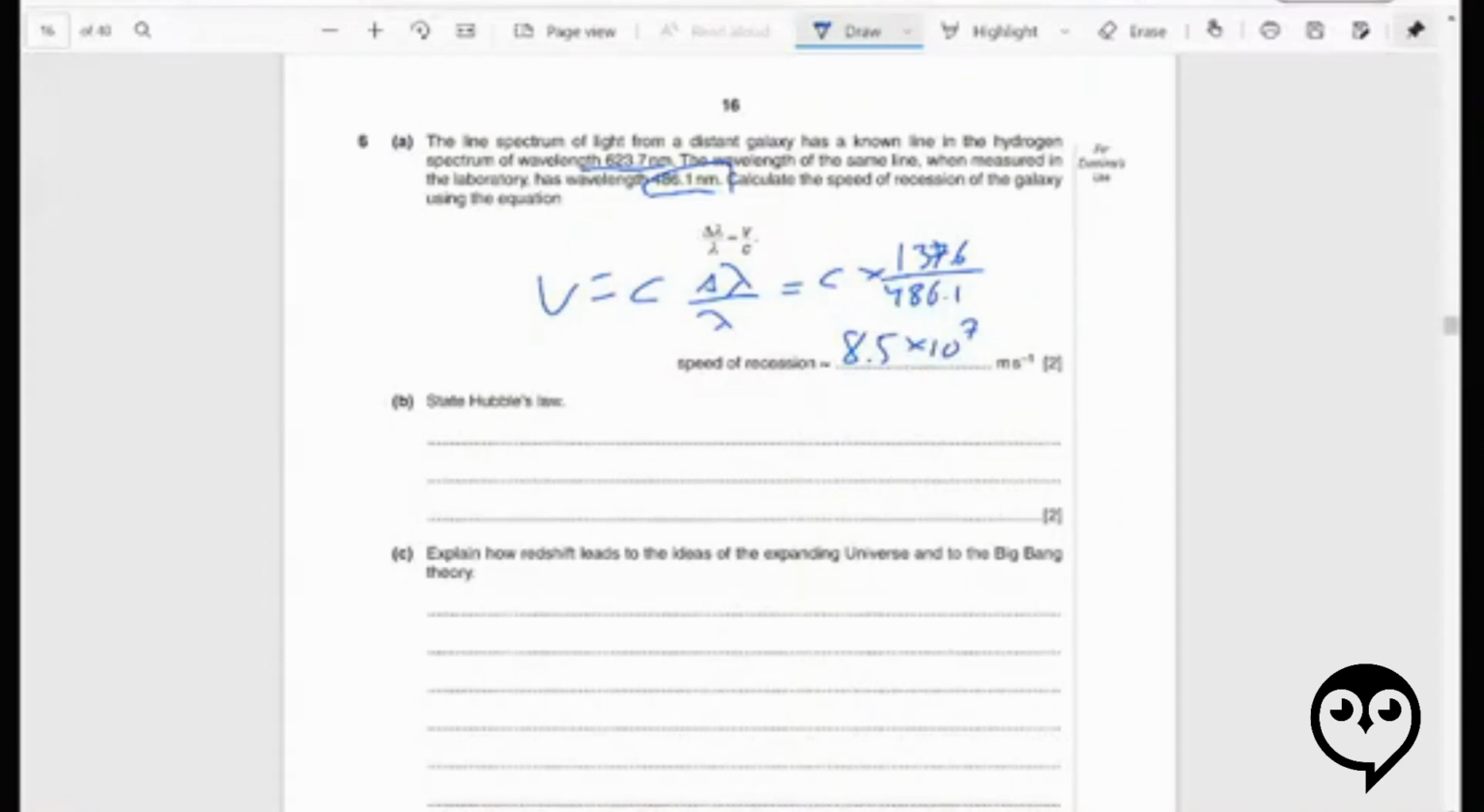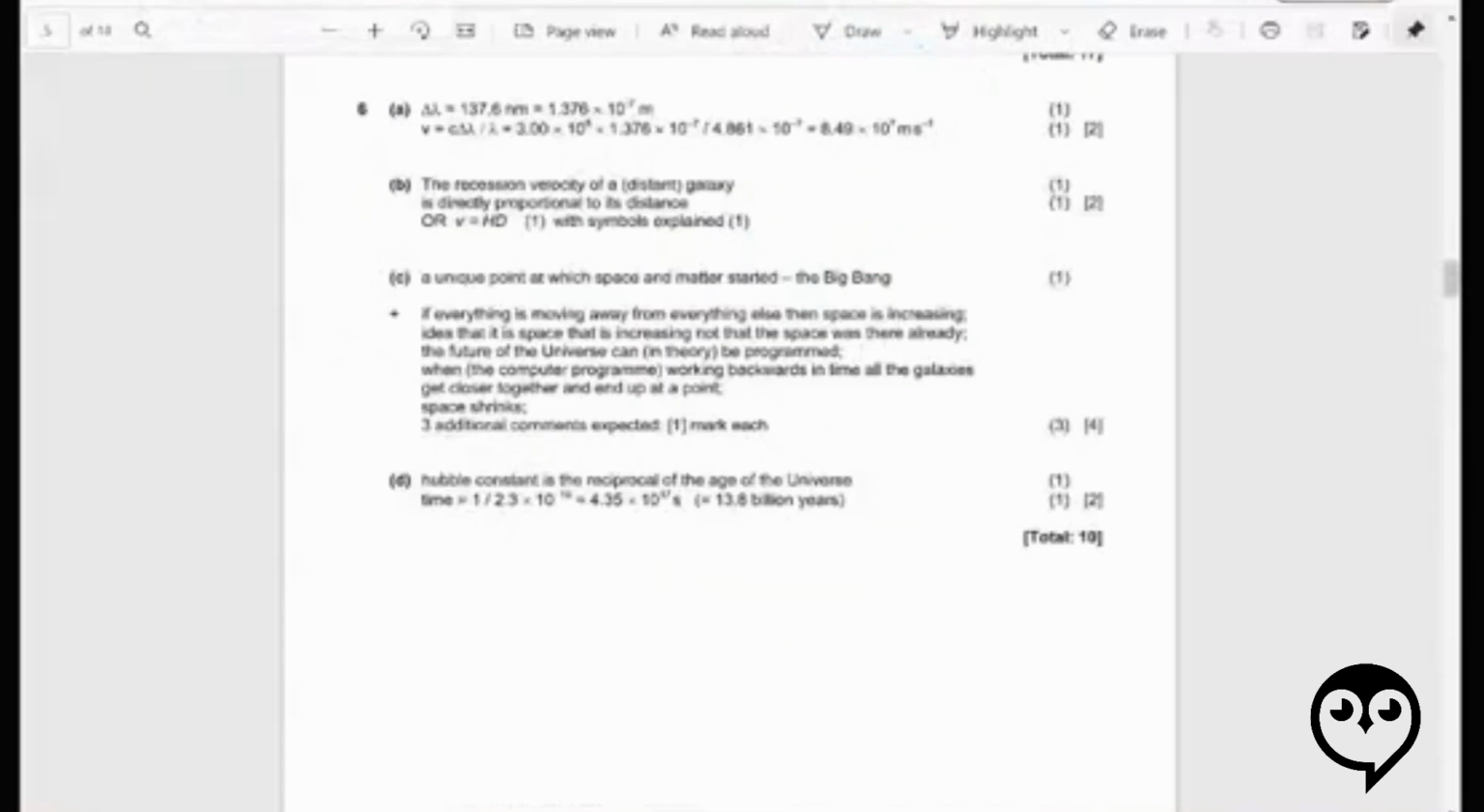Right, state Hubble's law. Hubble's law, we've actually done this before already, but I think that was 1 mark. This is now 2 marks. So Hubble's law tells us that the further away the galaxies are, the greater their recession speed, and that's because the greater the redshift, something to that effect. Let's see what they say. Recession of the galaxy is directly proportional to its distance. Good, okay, that's what we had said before. Now it's 2 marks. You could say this equation with the symbols explained. Okay, that's interesting. And there's our answer from before, so we're all correct there.